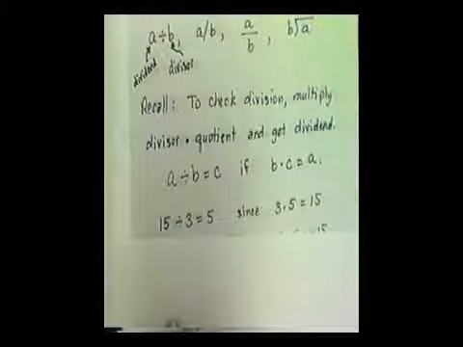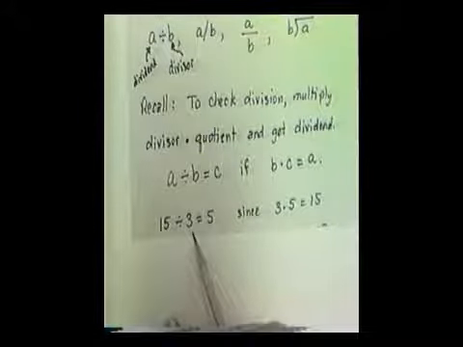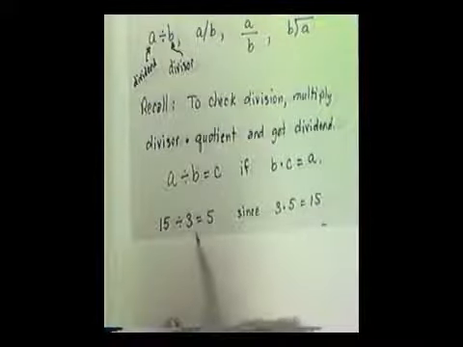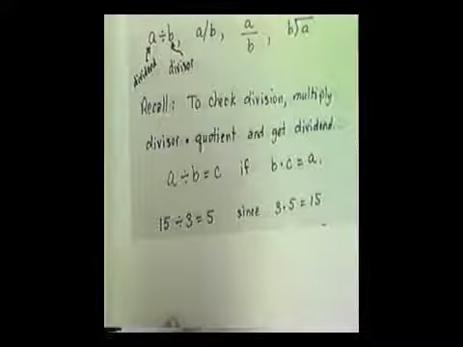So using some numbers, 15 divided by 3 is equal to 5, since 3 times 5 is 15. You remember checking division this way, I feel sure. Divisor times quotient is supposed to equal the dividend. 3 times 5 is 15.